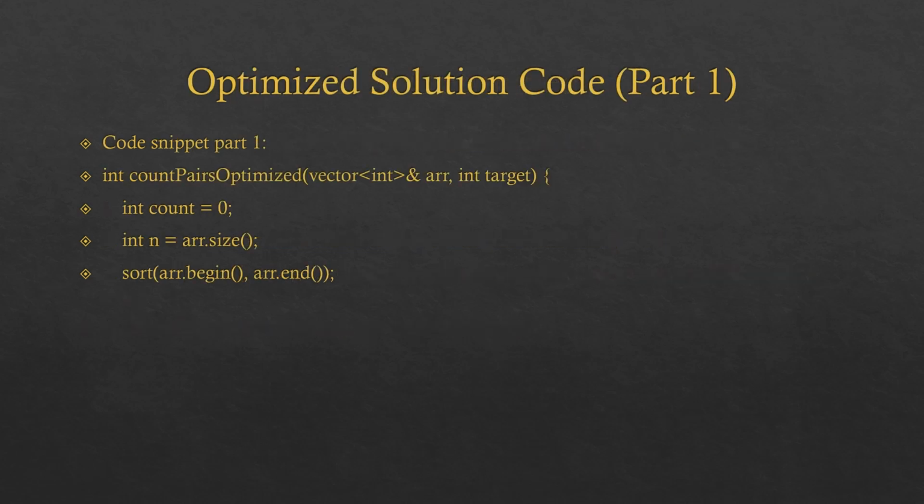In this part of the optimized solution, we start by sorting the array. Sorting is the first step to making the two-pointer technique work. After sorting, we initialize two pointers, one at the beginning and one at the end of the array.